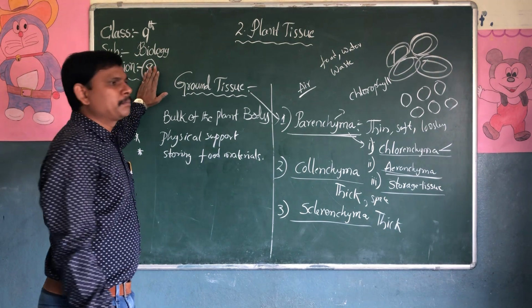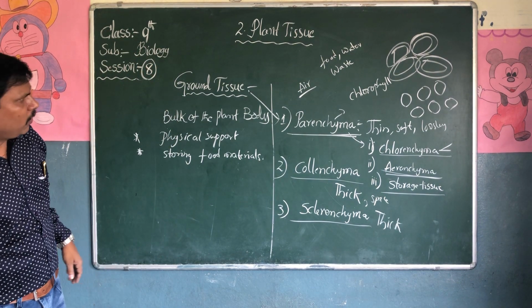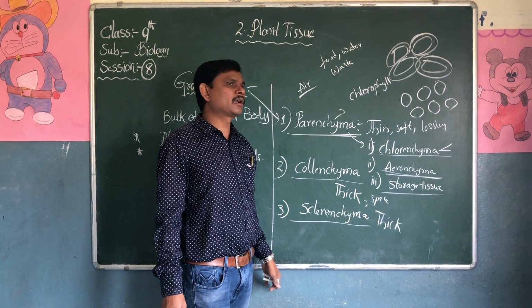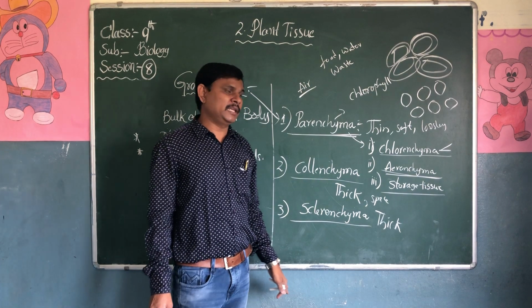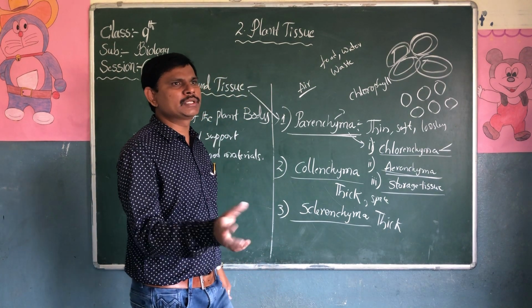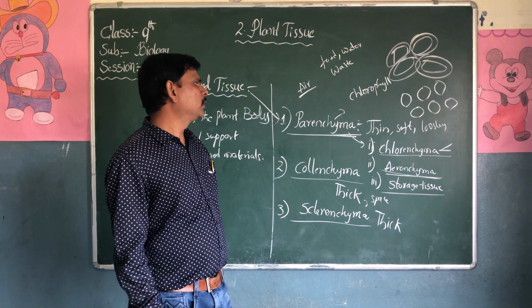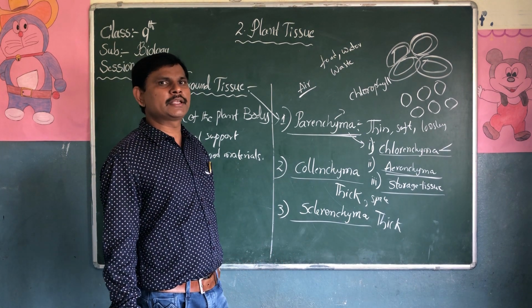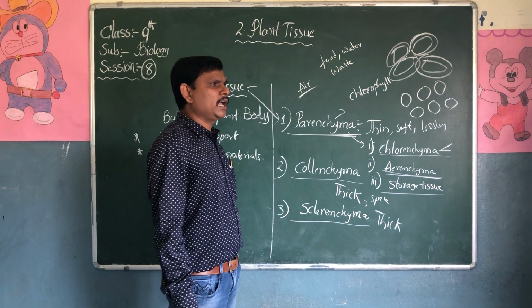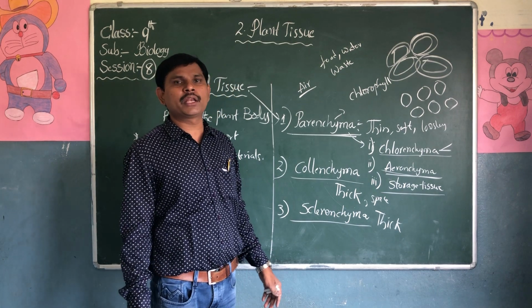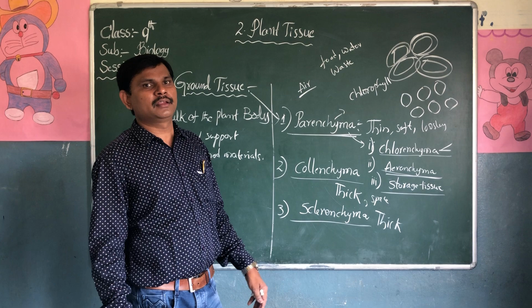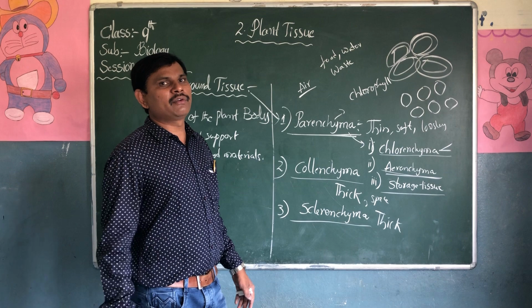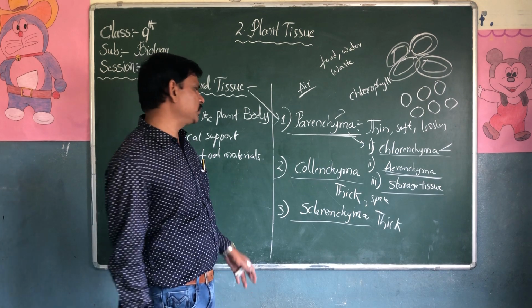So one is parenchyma, the second is collenchyma, and the third is sclerenchyma. Parenchyma cells are thin and soft walled, loosely packed. Again, they have three types: chlorenchyma, aerenchyma, and storage tissue. If chlorophyll is there, they are called chlorenchyma. If air space is there, aerenchyma. If they store food, materials, or water and waste material, it is storage tissue.